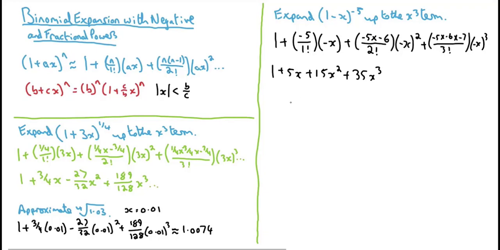Okay. Well, if we had that, then what might we do if instead we had been told to expand, so the fourth root of 1 plus 3x over 1 minus x to the power of 5 up to the x cubed term?